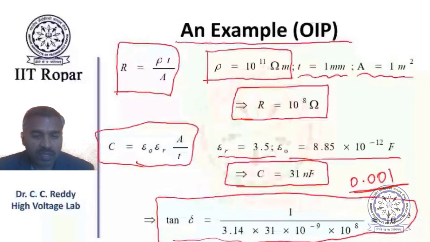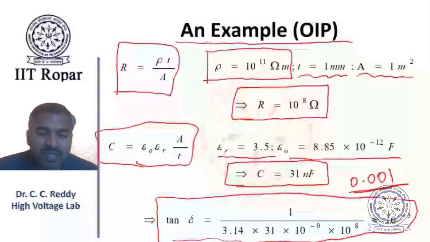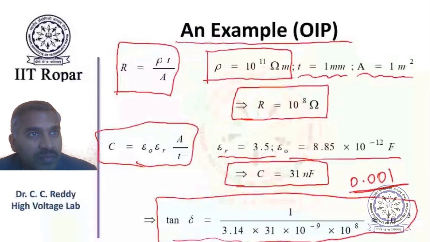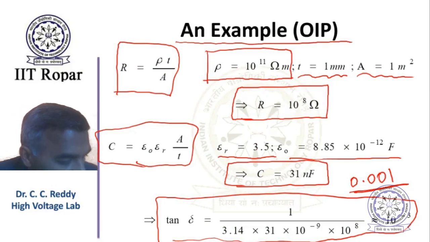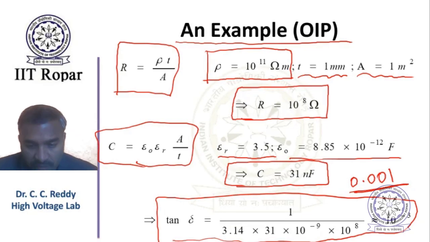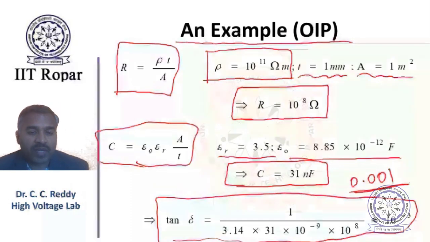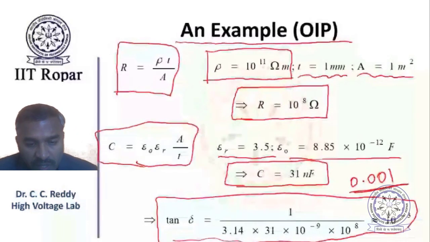Now, this is around 0.02. Won't the loss tangent be varied with frequency, sir? In case of impulse. Yeah, it will vary with frequency. You are right. Tan delta value changes with frequency because all these values, permittivity, even resistivity, are functions of frequency.